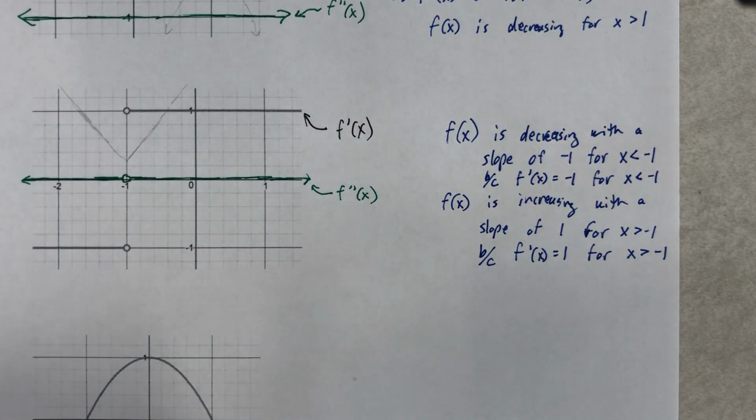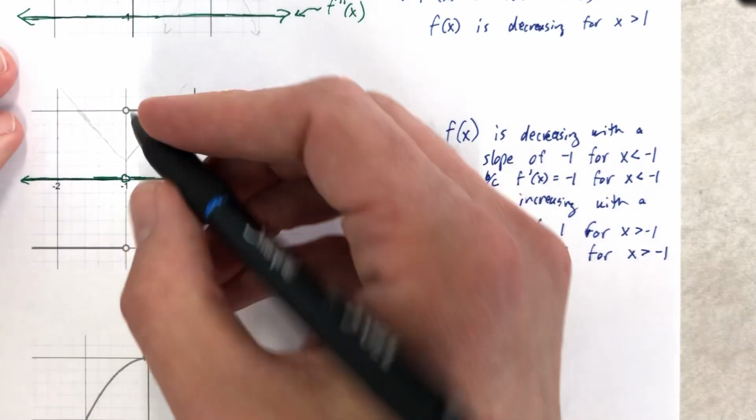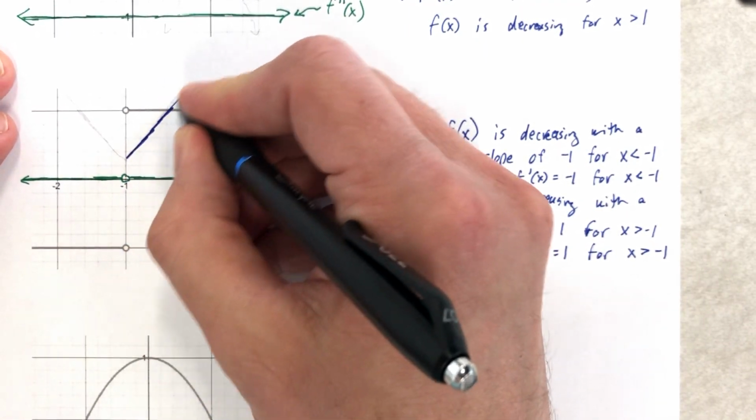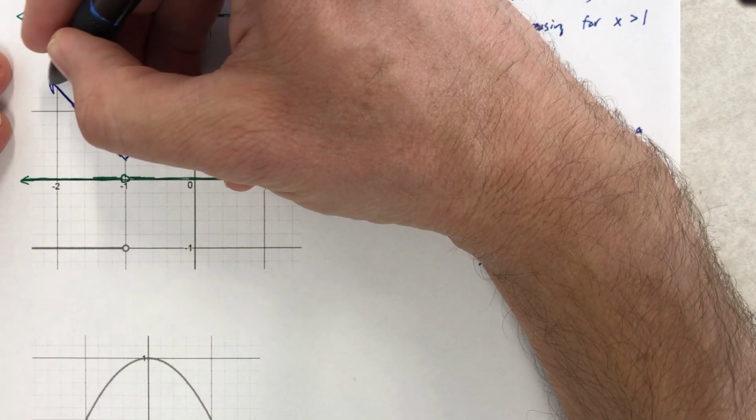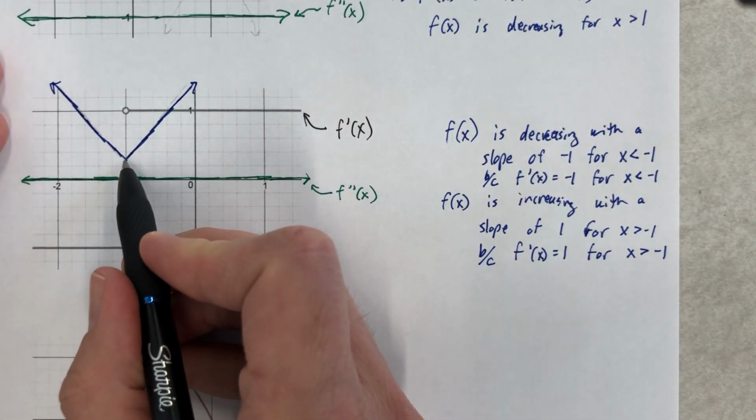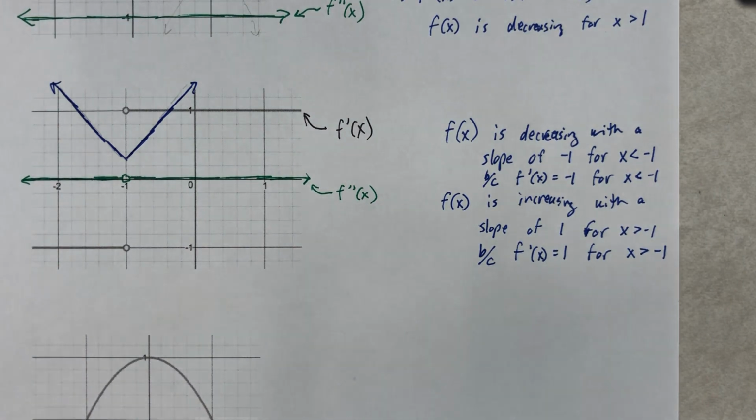So let's draw it. And it was blue. So slope is 1. Slope is 1. I have drawn something that is continuous at x equals -1, but its derivative is not. Okay.